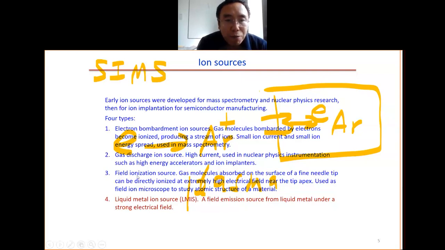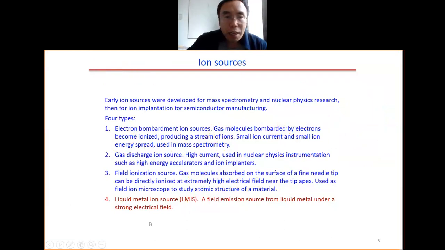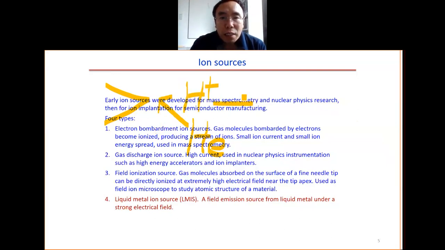The third one is called the field ionization source. In that case, we need a very high electrical field. First you have a sharp tip that generates a very high electrical field. Then you fill the chamber with some gas molecules, for example helium. When the helium comes close to the tip surface, because of the very high field, the helium will be ionized. When it is ionized, it is accelerated, and you get the helium ion. So this is called the field ionization source.